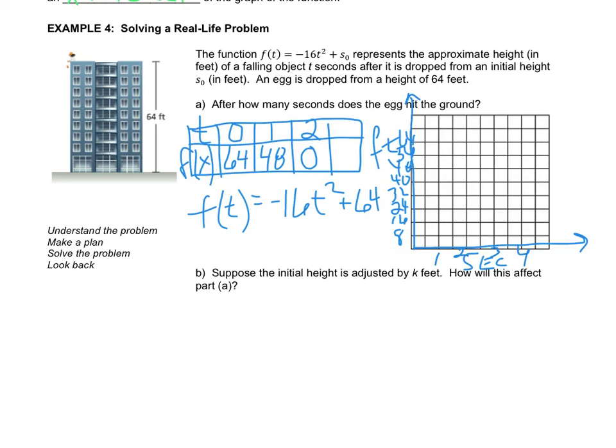So to start plotting my points, sometimes they're not going to come out nice and perfectly. This one actually works out well. 0, 64; 1, 48; 2, 0. So what you're going to see here with a nice smooth curve is there is the graph.